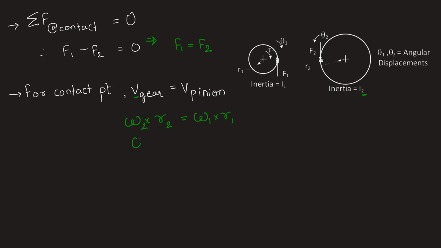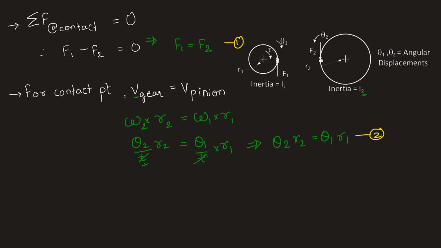Omega 2 can be written as theta 2 by t into R2, and omega 1 can be written as theta 1 by t into R1. The time that is taken for the revolution is the same for both of them. Therefore, it will be equal to each other, so we can cancel it out from both sides. So we have the relationship theta 2 R2 is equal to theta 1 R1. Let this be 1 and this be 2. We are going to use these two equations further.